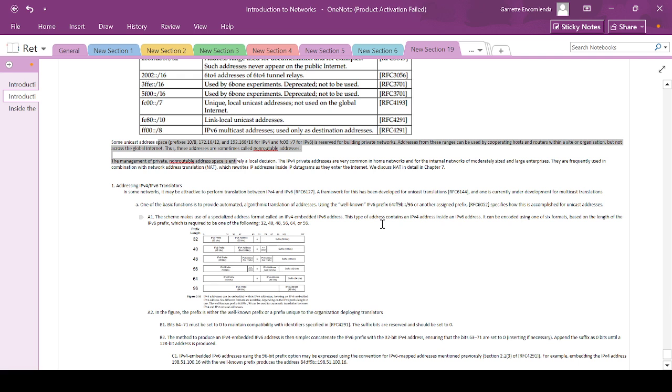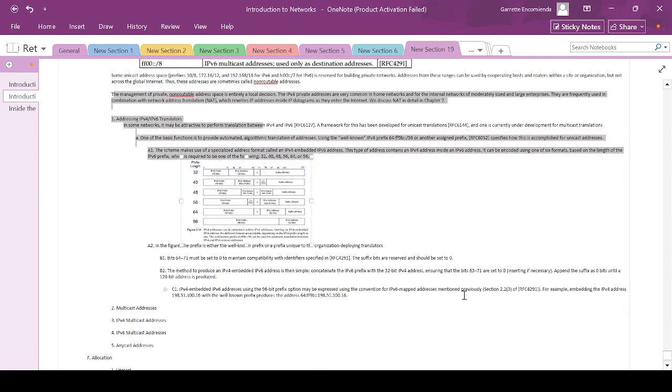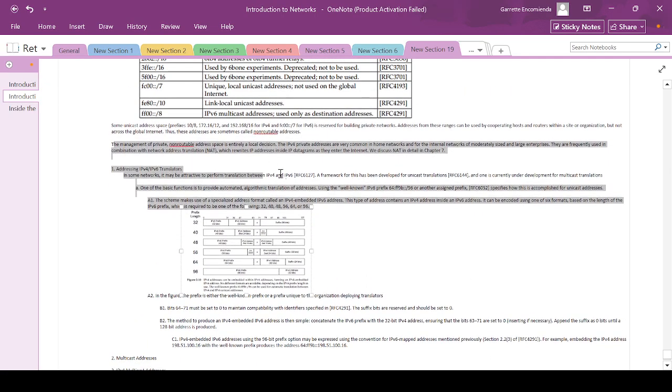So some unicast address space prefixes: 10/8, 172.16/12 and 192.168/16 for IPv4, and FC00::/7 are reserved for building private networks. Addresses from these ranges can be used by cooperating hosts and routers within a site or organization, but not across the global internet. Thus, these addresses are sometimes called non-routable addresses. The management of private non-routable address space is entirely a local decision.